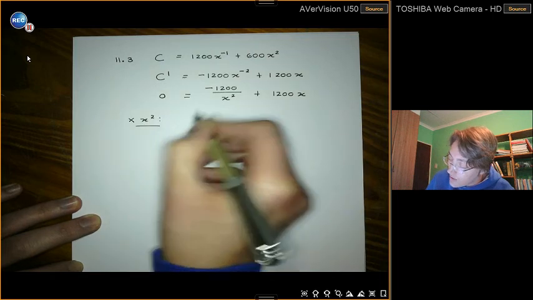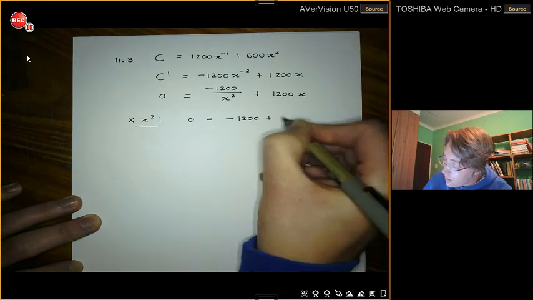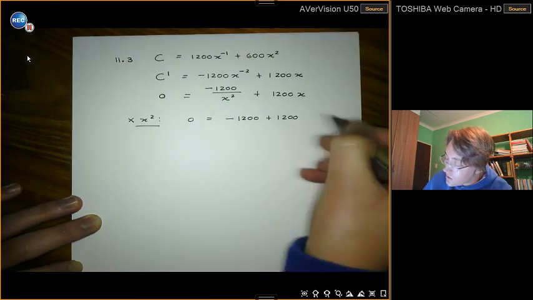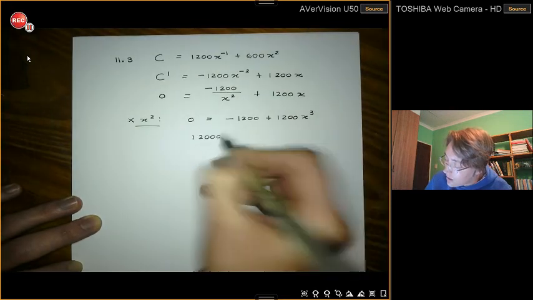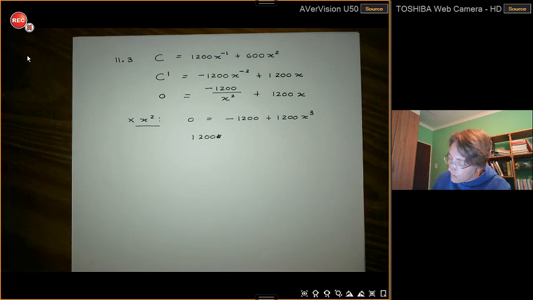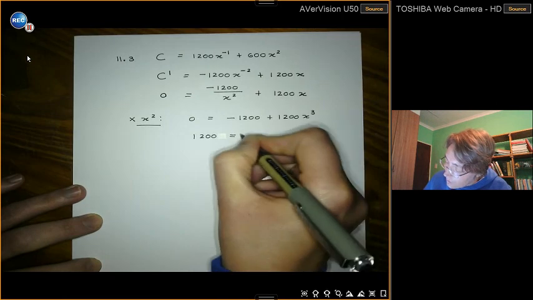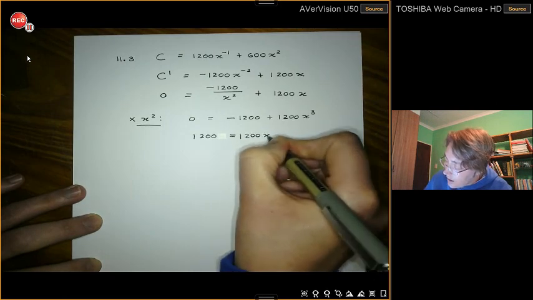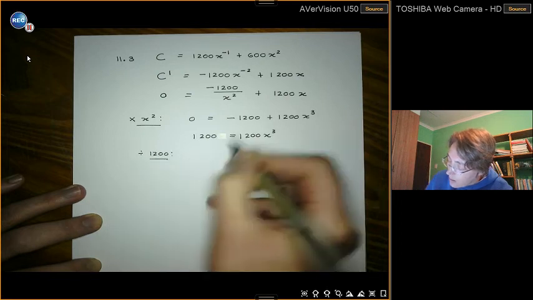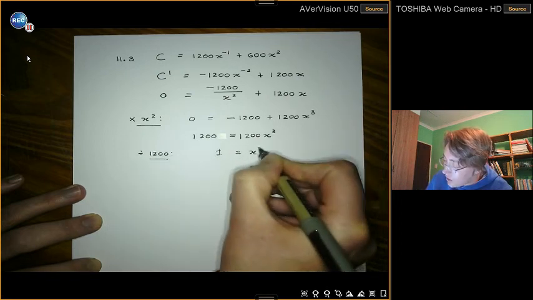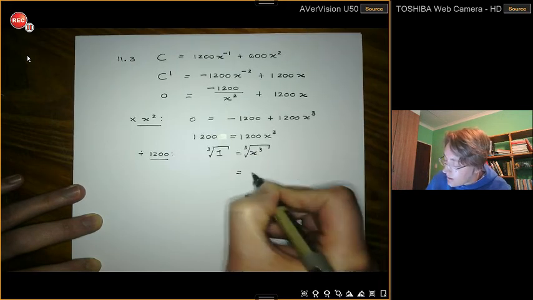And I end up with 0 equal to minus 1,200 plus 1,200, and x times x squared is x cubed, which then means 1,200 is then equal to 1,200 x cubed. Now if I divide both sides by 1,200, I end up with 1 is equal to x cubed, and then if I put a cube root over both sides, I'll see x equal to 1.